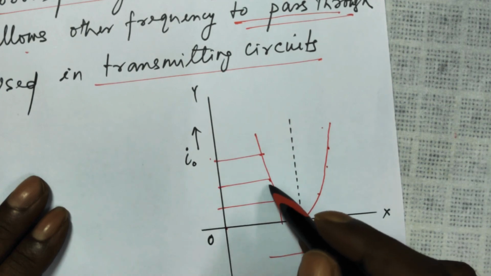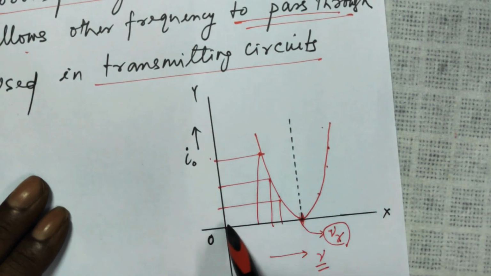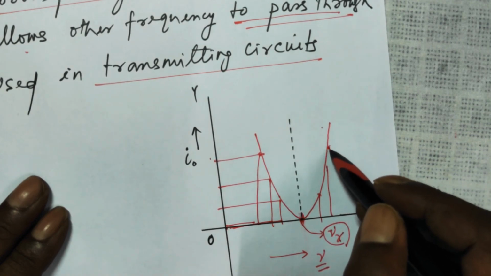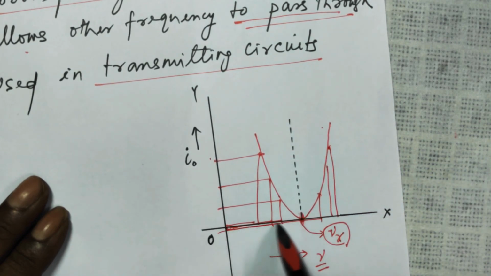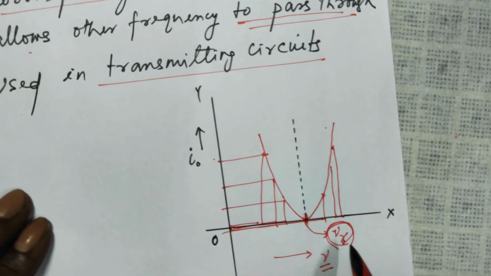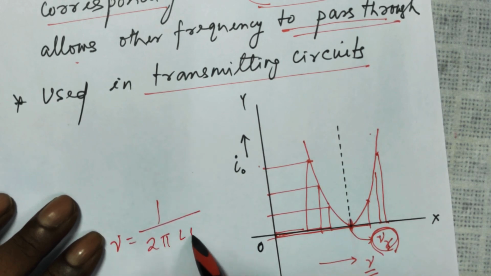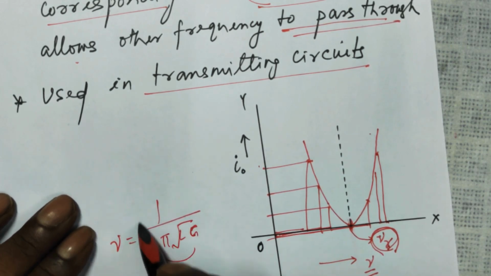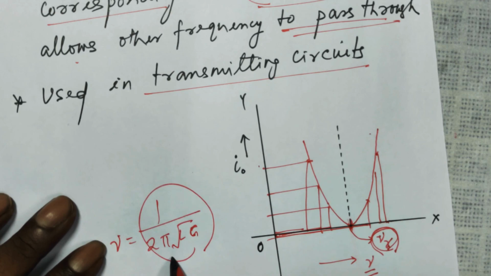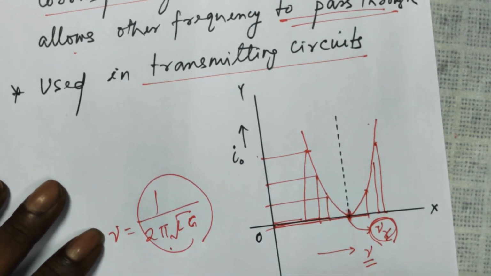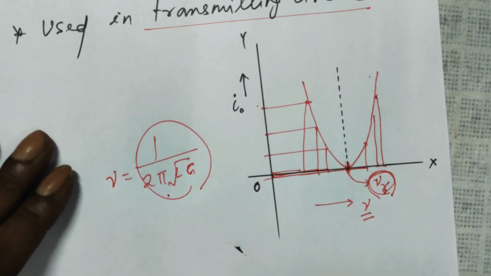But the frequencies are different. Only this frequency, nu r, which is equal to 1 by 2 pi square root of LC, with this frequency, the current is not allowed to pass through. For all other frequencies, the current is allowed to pass through.